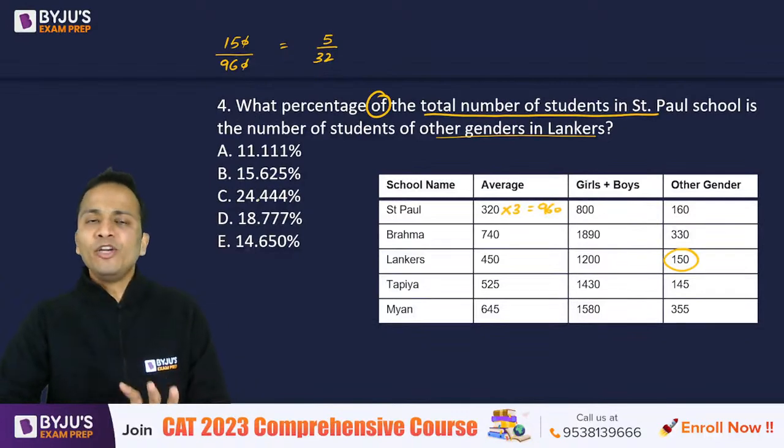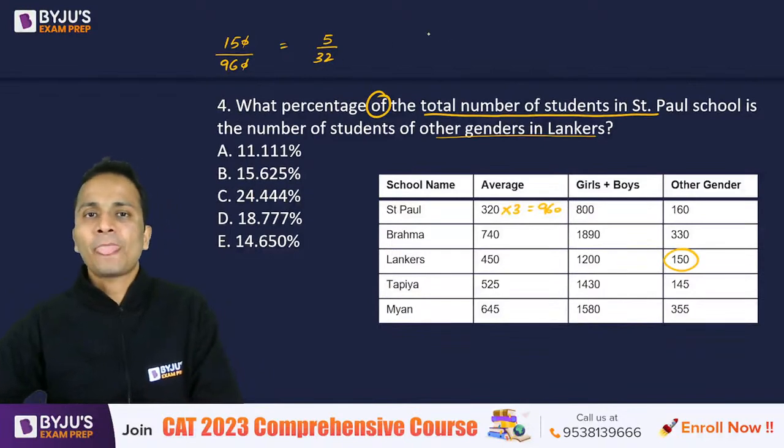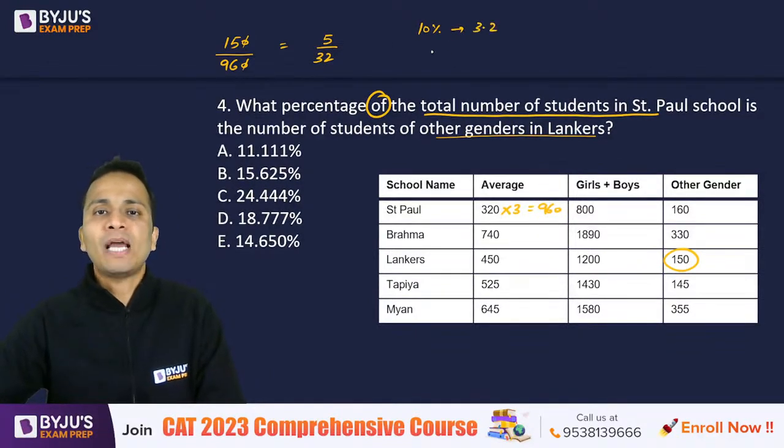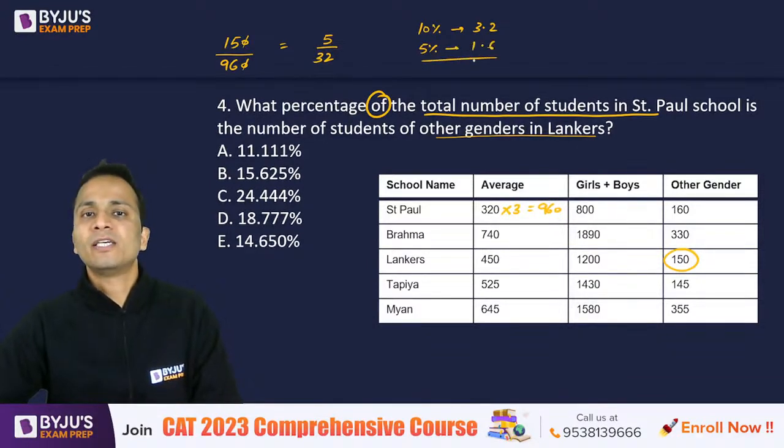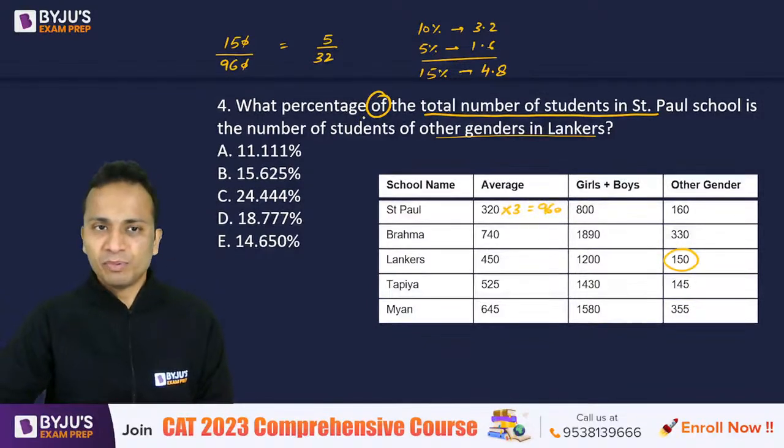Now you have plenty of options here. 5 is what percentage of 32. Totally up to you, if you want to use the options, you may do that. But what will 10% of 32 be? 3.2, and then 5% will be half of this, 1.6. So 15% will be 4.8. So my answer should be slightly above 15%.